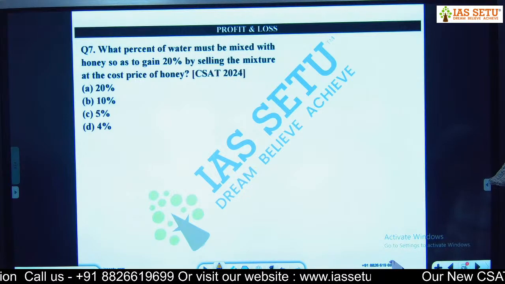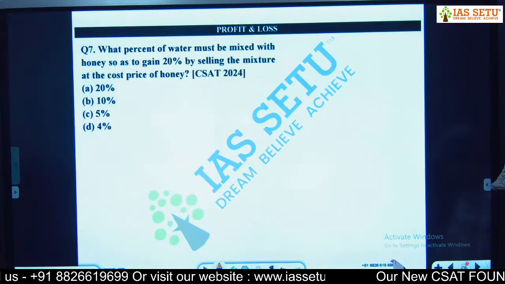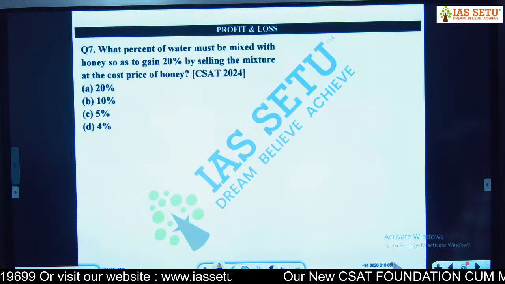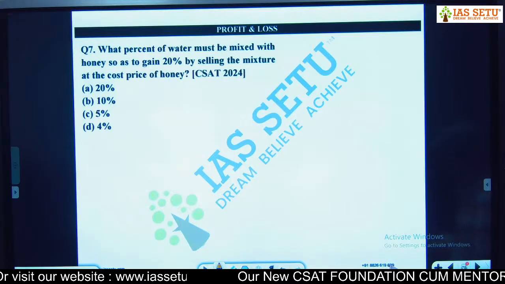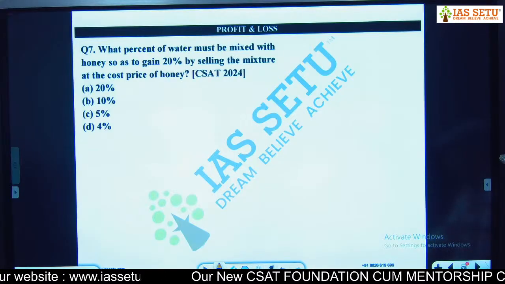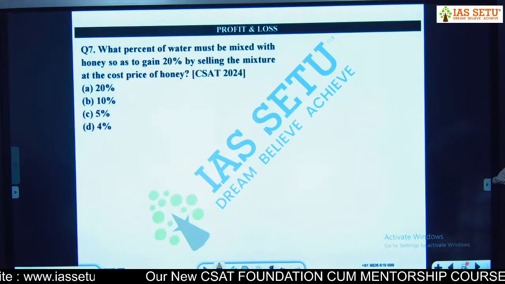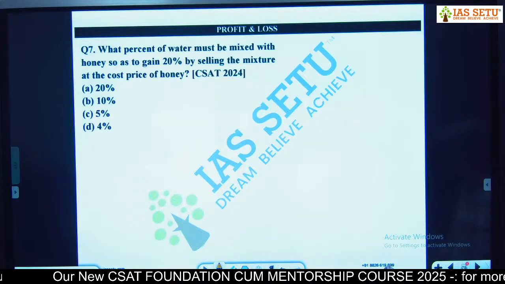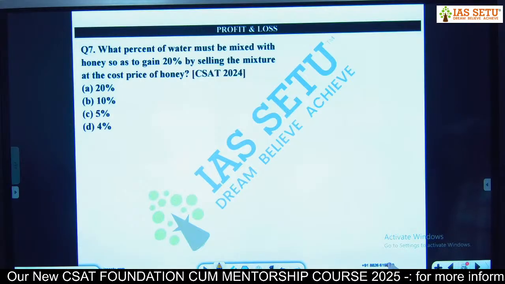What percent of the water must be mixed with honey? ये 2024 के क्वेश्चन है दो. 2024 they asked 2 question from profit and loss, 1 question from partnership. अब 2024 के क्वेश्चन है तो थोड़ी एनर्जी लाओ. एनर्जी आती है अगर हनी की जगह कुछ और होता है इस क्वेश्चन में.